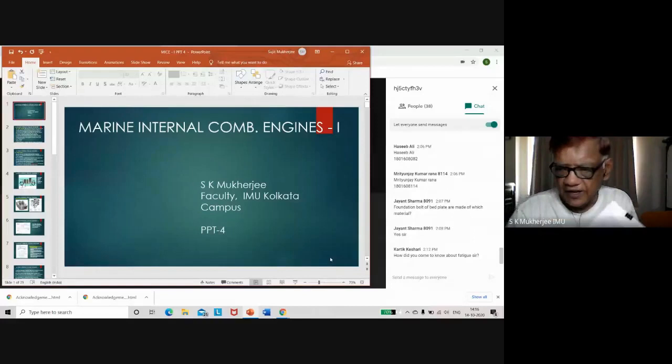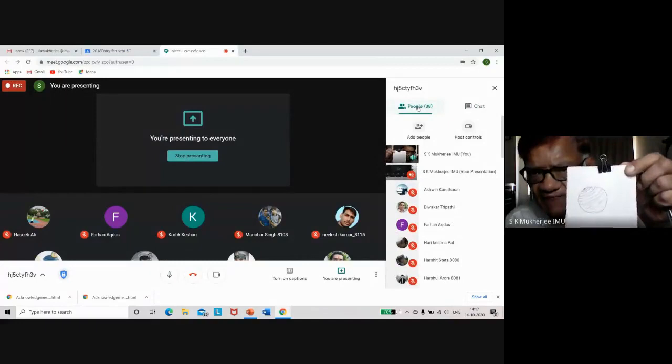Okay, let me see myself so I can see whether you are able to see me properly or not. I think I'll keep this one on. Now that 38 people are there, have a look at this diagram very, very carefully.